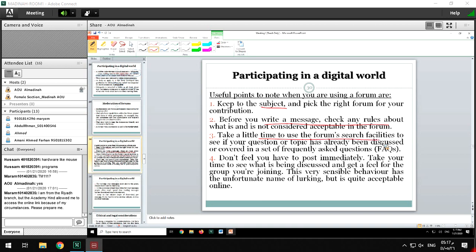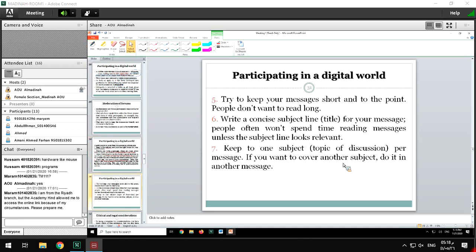Sometimes we get into the forum and we want to ask some question. But before asking any question, have a look into the previous activities of the forum, whether this has been discussed before or not. If it is already discussed, there is no need to raise a question. You can directly go and check the answers there and get benefit from it. Don't feel that you have to post immediately. You can take some time for your question. See what discussion is going on.